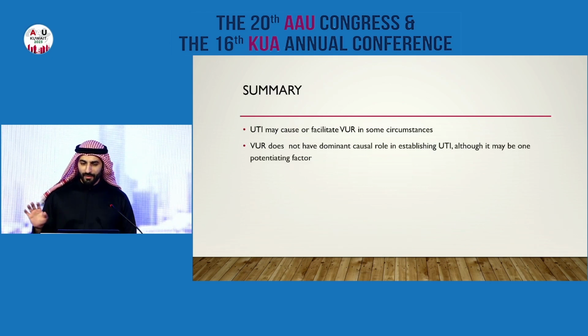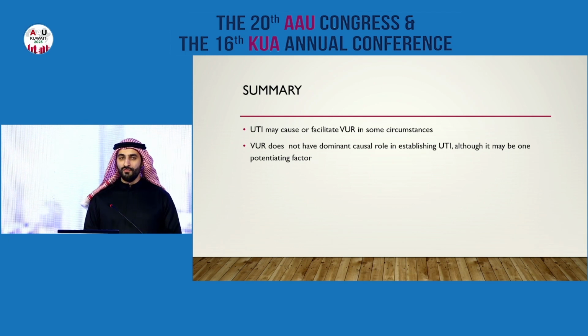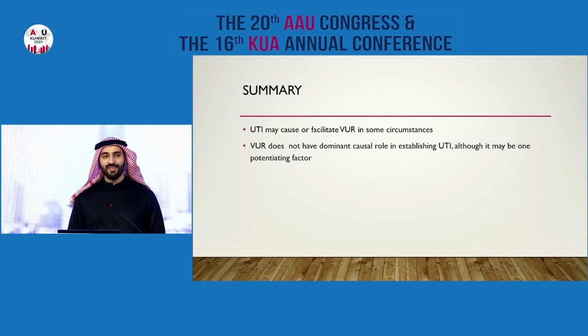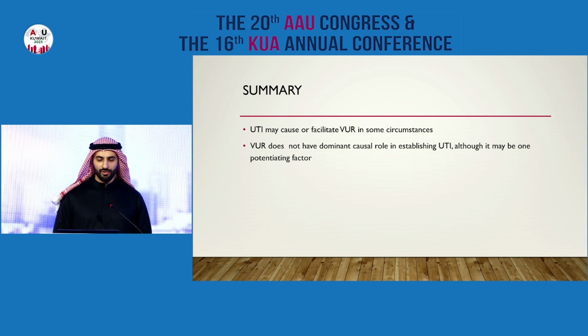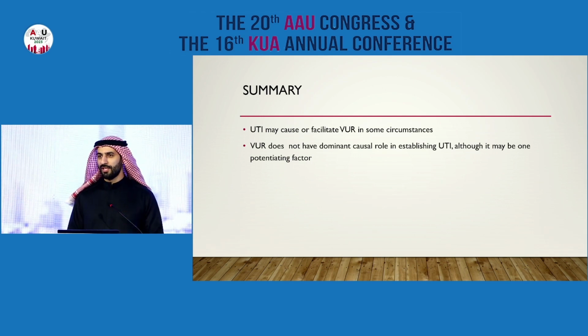So in the first part of this lecture, the summary is that UTI can definitely facilitate a VUR, which has been proven in models. VUR does not have a dominant role in causing UTIs. However, it does facilitate and can potentiate a UTI.